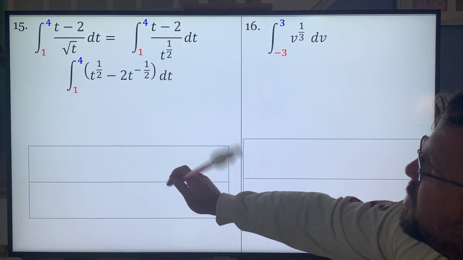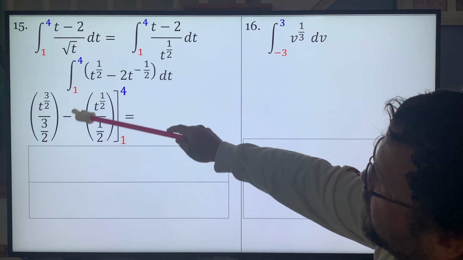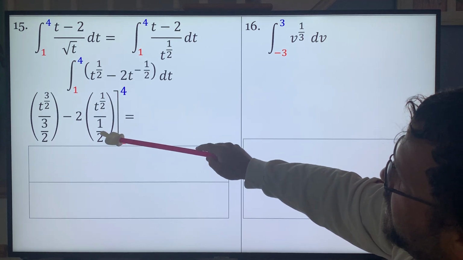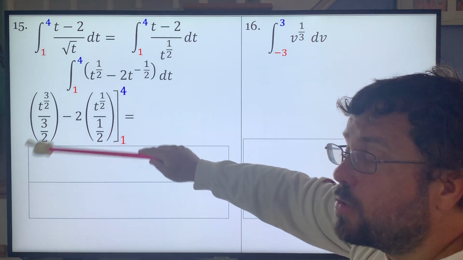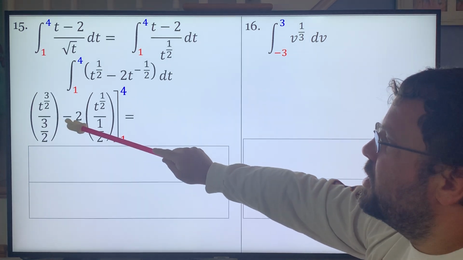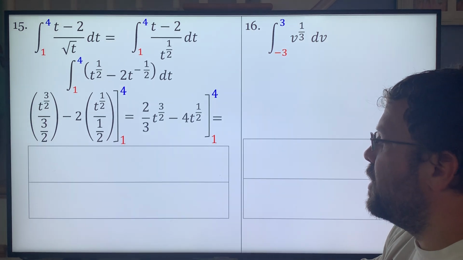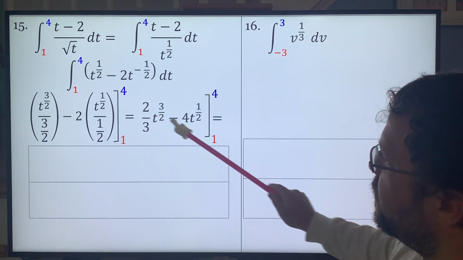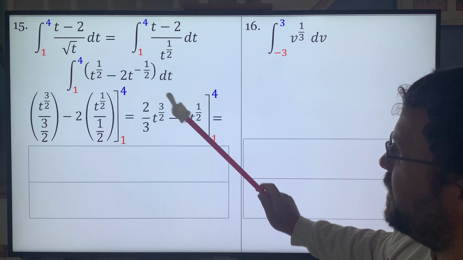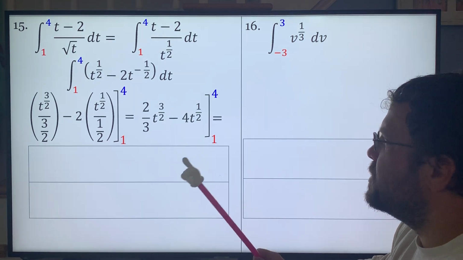So 1/2 plus 1 is 3/2. Negative 1/2 plus 1 is 1/2. So 3/2 over 3/2, 1/2 over 1/2. Now, when you divide, remember you multiply by the reciprocal. So this becomes a 2/3. This becomes -2 times 2, which is -4. You flip that and you get there.